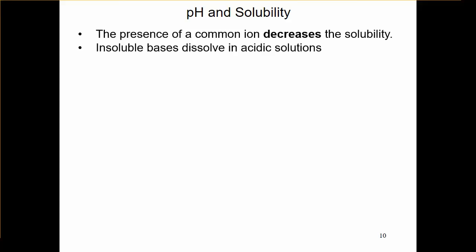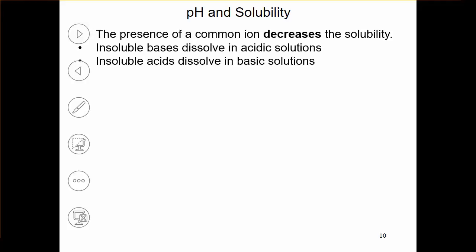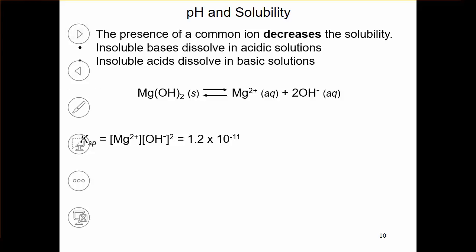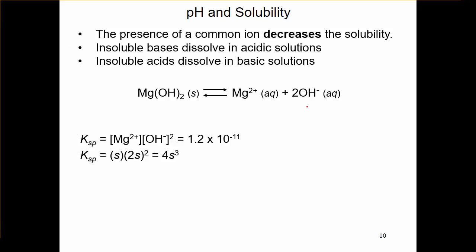But then, if you added acid, HCl, you took your hydrochloric acid and you added it. Insoluble bases dissolve in acid solutions. Then you were able to dissolve it. You were able to pull out that hydroxide. Insoluble acids would dissolve in basic solutions because the hydroxides are reacting with the acids and forcing the solution to become more and more soluble. Because if you're pulling this out, this will shift this way, and so it will dissolve into solution.